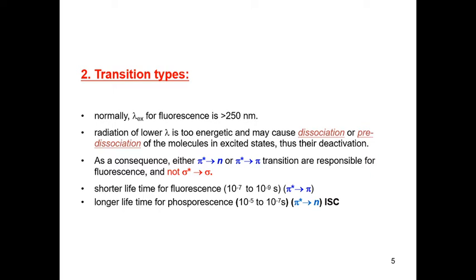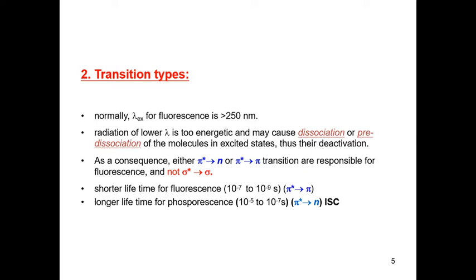The second type is called transition types. Fluorescence rarely results from absorption of ultraviolet radiation of wavelength shorter than 250 nanometer, because radiation at this wavelength has sufficient energy to deactivate the electron in the excited state by predissociation or dissociation. The reason for considering more than 250 nanometer is because generally the molecule shall dissociate.